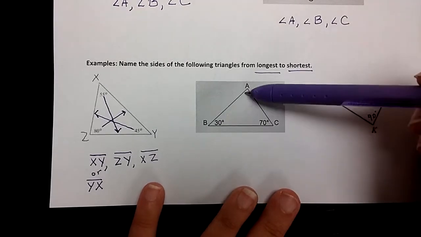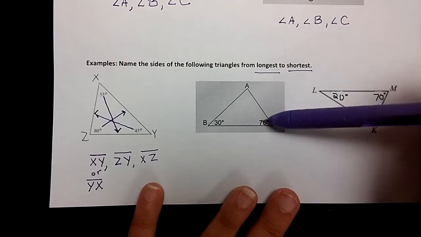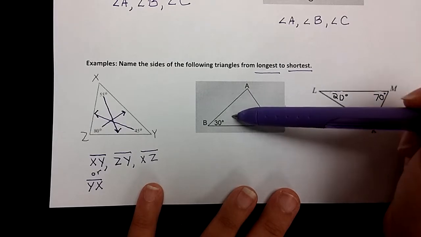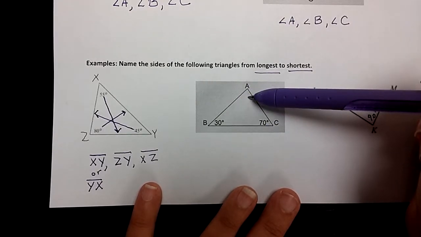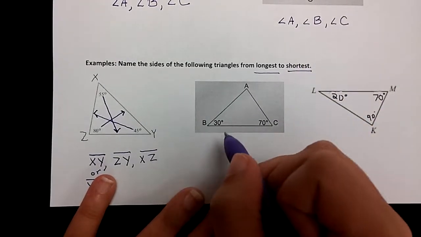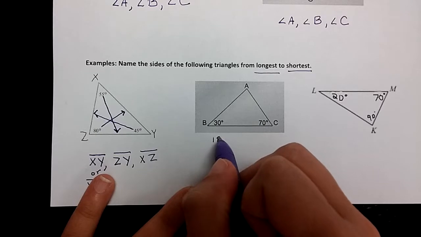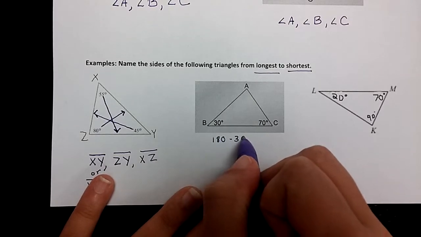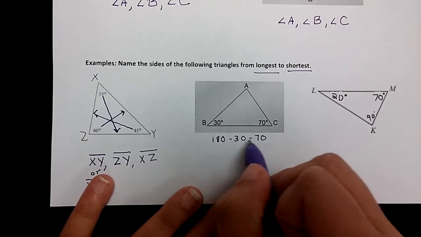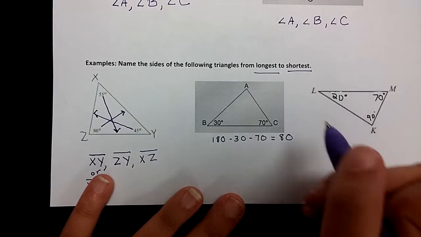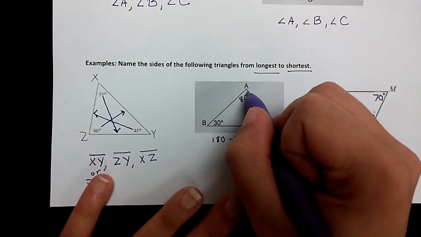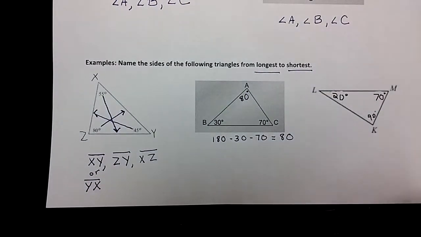So we recall that triangle sum states all interior angles of a triangle have to equal 180. So before I can start ordering my sides, I need to know what angle A is going to equal. So I can solve that. If they're all 180, I can do 180 minus the 2 that they gave me, 30 and 70, to see what's left over. And in this case, 80 degrees is left over, so angle A is 80 degrees.